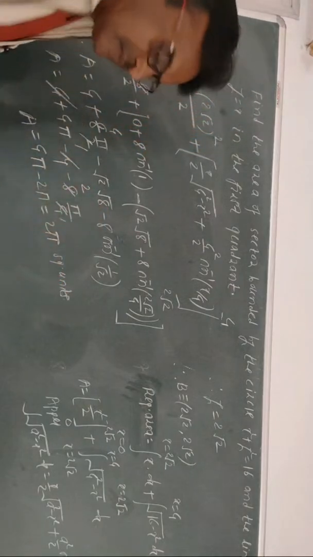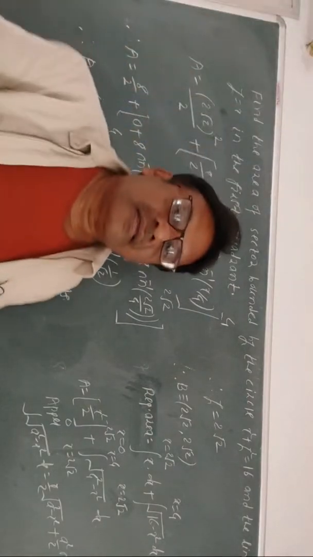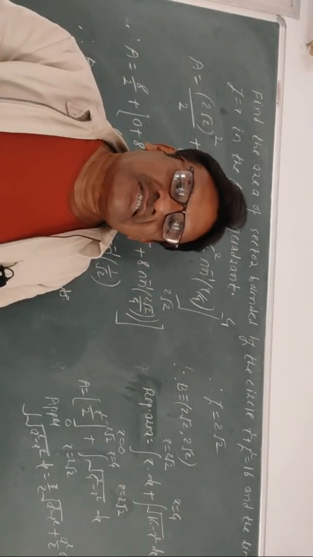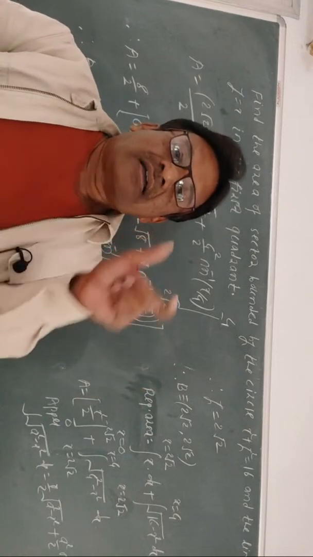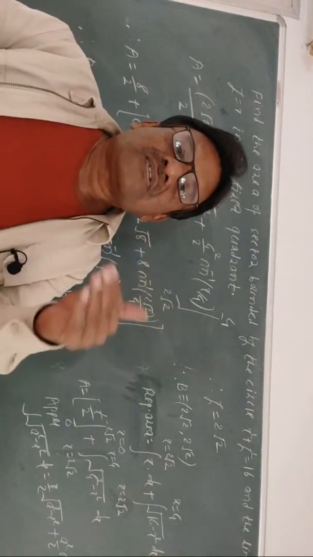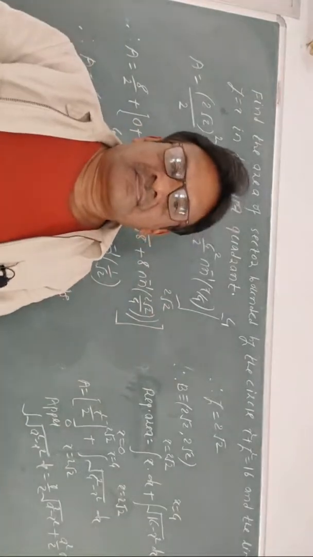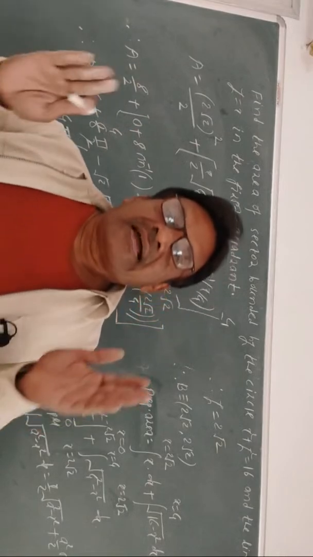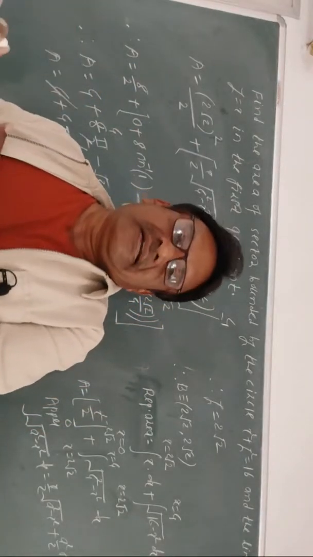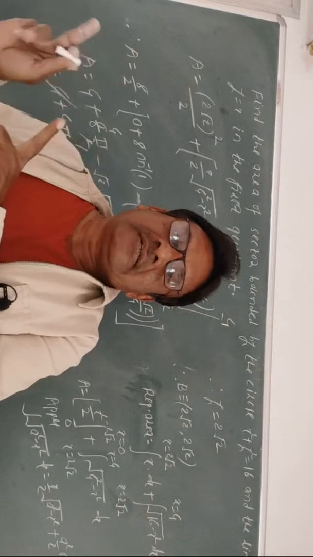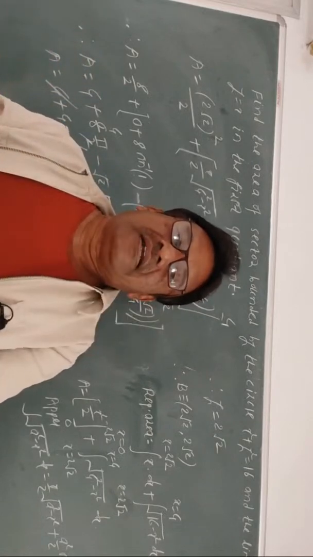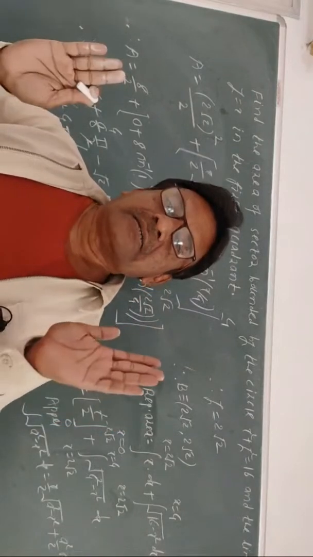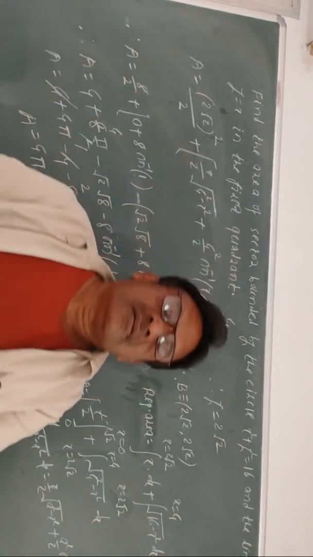This is the required area bounded by the given circle x square plus y square equals 16 and the line y equals x in the first quadrant. In this way, we solve one problem on applications of definite integrations. Remember, this unit is applications of definite integration. That is, with the help of definite integrations, we find the area bounded by the curve. Okay, thanks.